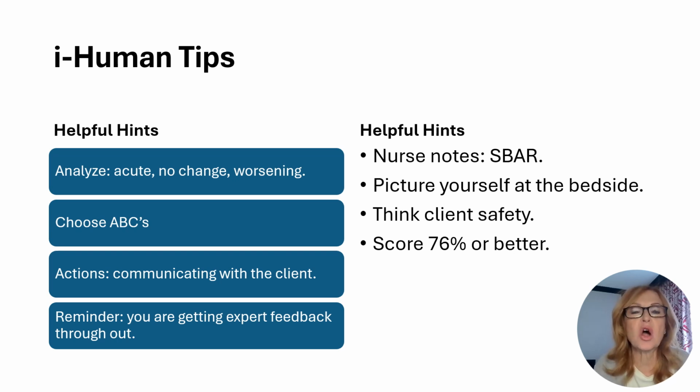Choose ABCs. Always choose airway. In this particular Robert Jones case, it was about perfusion, because we had a possible DVT. We had calf pain, so we had a circulation issue. Actions: communicating with the patient. Always communicate with the patient.